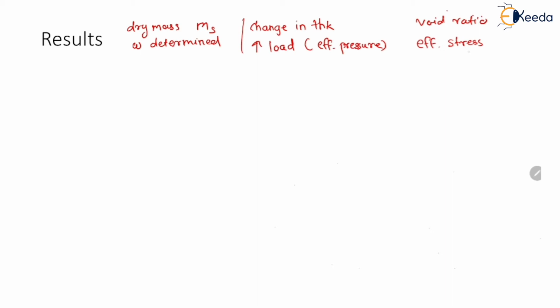So we know the value of effective stress, which is equal to the increased load, but the value of void ratio is unknown. But the change in thickness is known for a particular effective stress. So we will have to determine the value of void ratio for each load increment using the value of change in thickness.